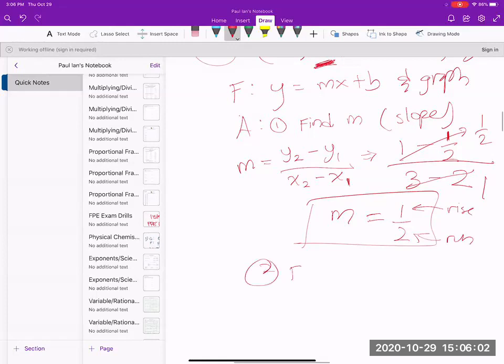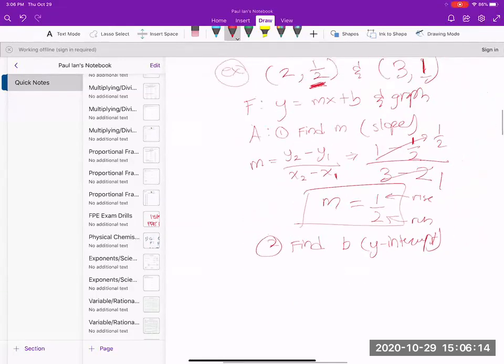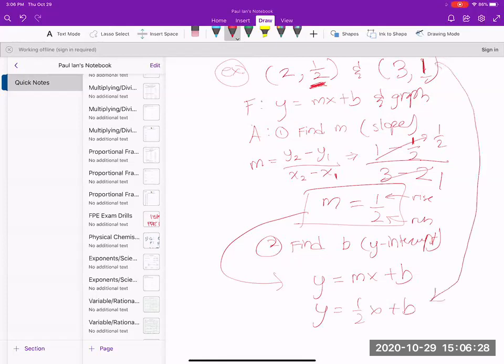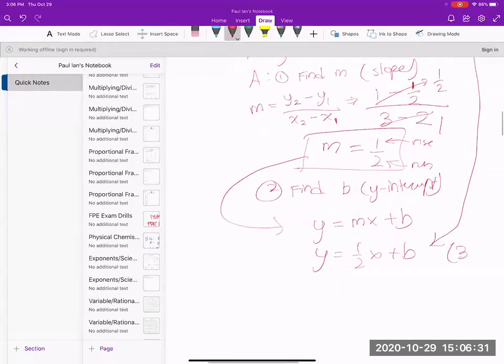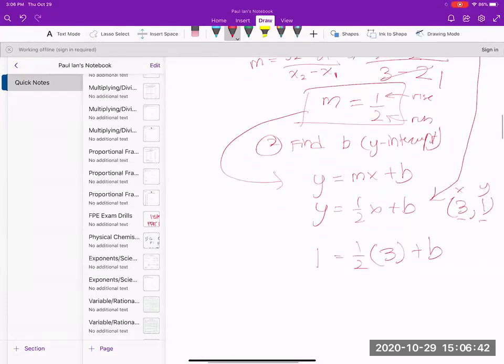And what's the next step? Find b, the y-intercept. So how do you get b? You put m back in the equation y equals mx plus b. So 1/2 x plus b, and then you take one of your coordinates and put the x and y in there. So x is 3, y is 1. So 1 equals 1/2 times 3 plus b, and you solve for b.